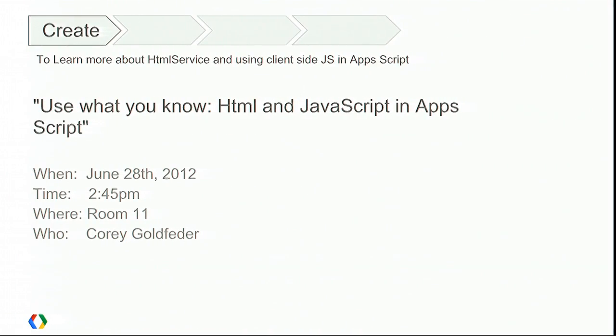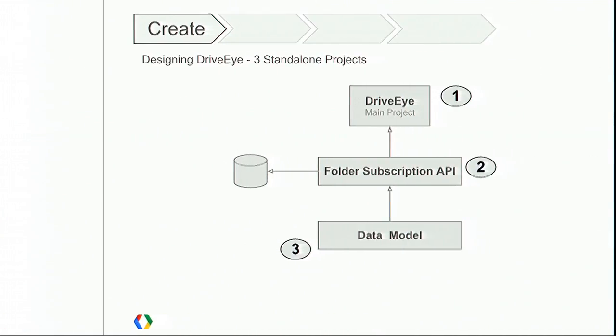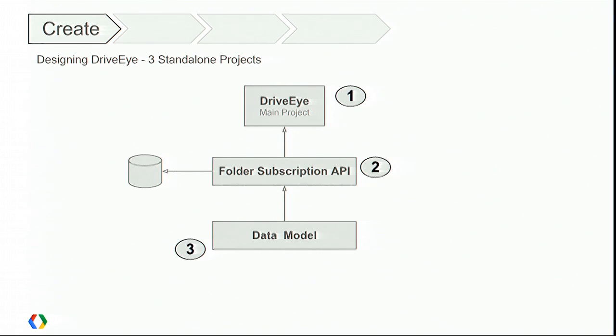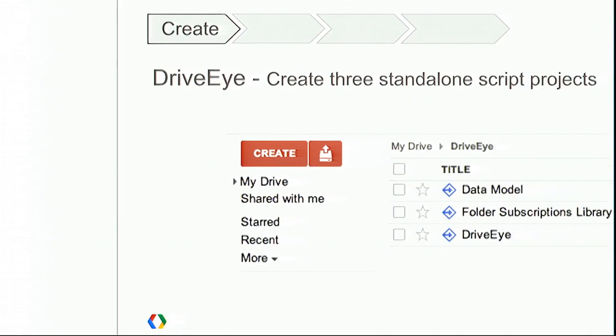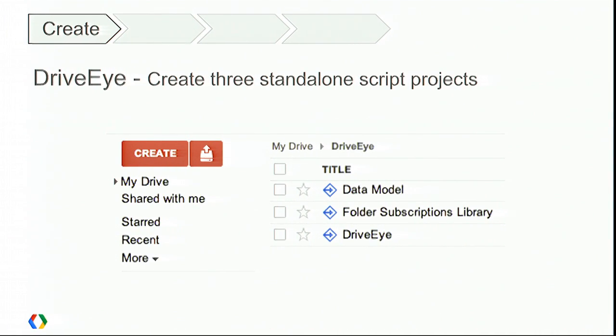And HTML service, again, very powerful stuff. It's not just the ability to do HTML, JavaScript, CSS, but there's a lot of other functionality like templates and things like that. So definitely attend this session as well, 2:45, room 11. But let's get back to our session about building this app, right? As we had noted, we need 3 standalone projects. So we go about creating 3 standalone projects, and you can see it here. We have these 3 standalone projects created in our Drive, right?